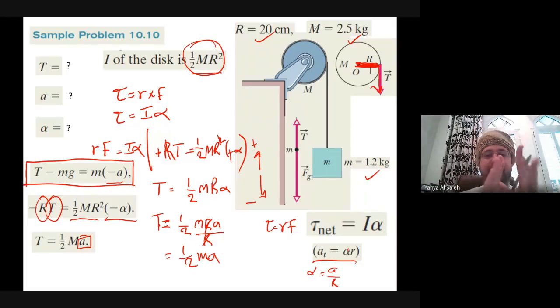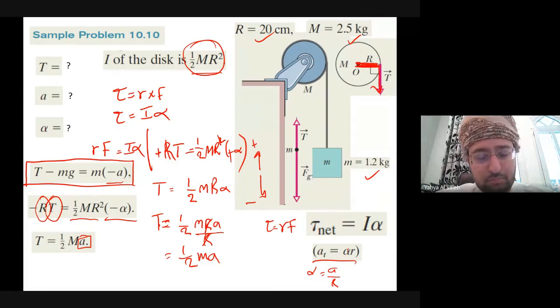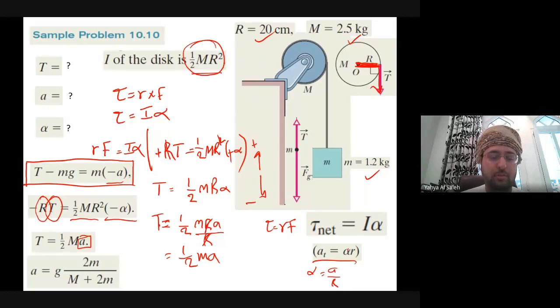So you have three different things that you're bringing together. First, you're doing T minus mg equals ma. This is just translational motion. Then you are doing torque, RF equals I alpha. And then you're using them both together. So this is what my acceleration actually is. When I rearrange this equation, this is what my acceleration is.